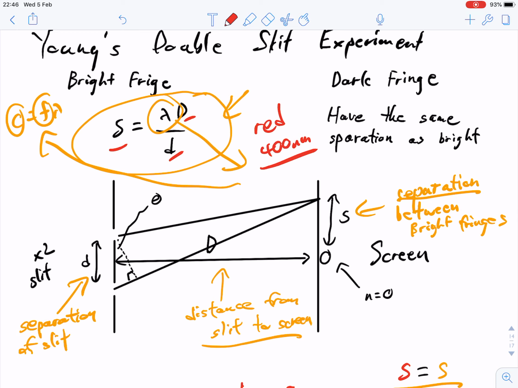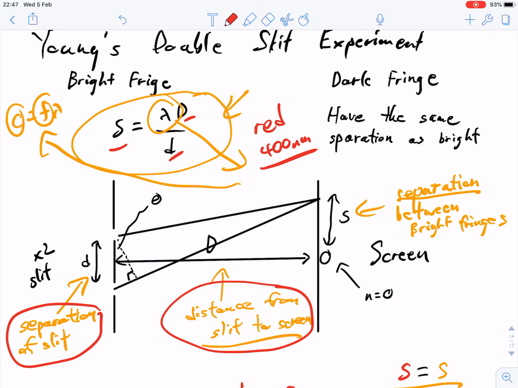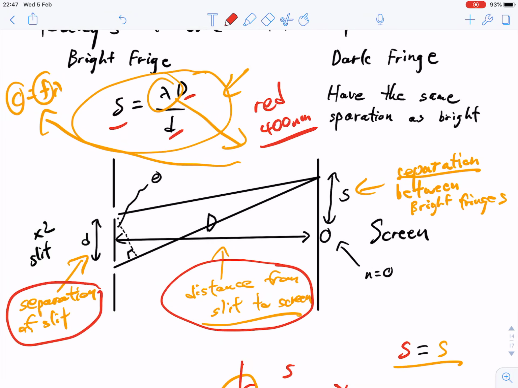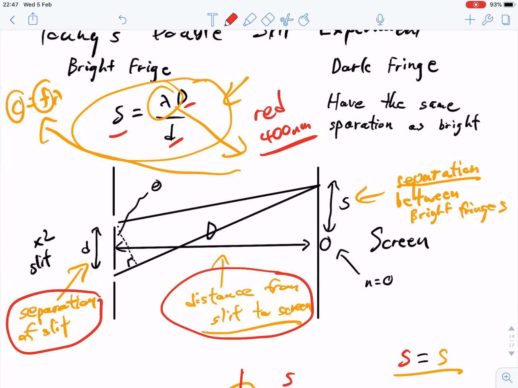Little d is the separation of the slit. So if there's a slit with 2 slots, d is that separation distance between the 2 point sources. Big D is the distance between the slit and the screen. And S is the separation between the bright fringes. It also happens to be the same separation between the dark fringes as well.